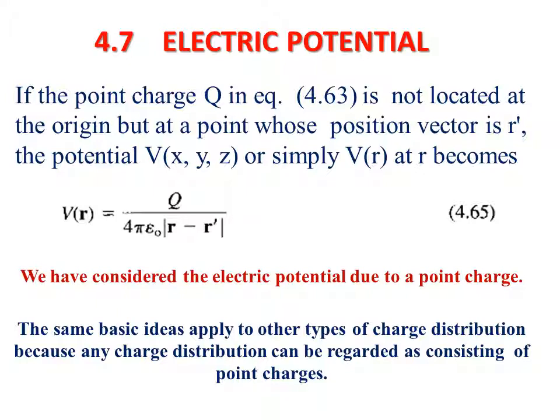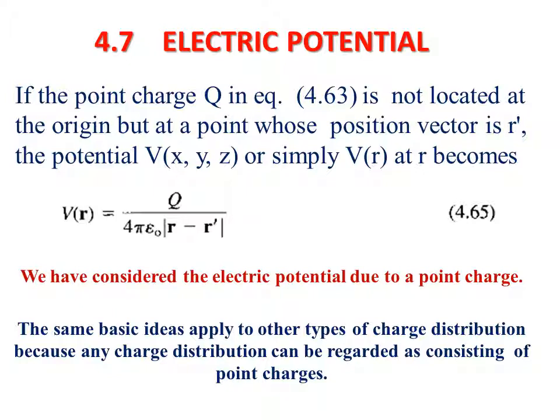So if the point charge Q in equation 4.63 is not located at the origin but at a point whose position vector is r dash, the potential V at x, y, z, or simply V at r, becomes V of r equals Q over 4 pi epsilon naught times the magnitude of r minus r dash.